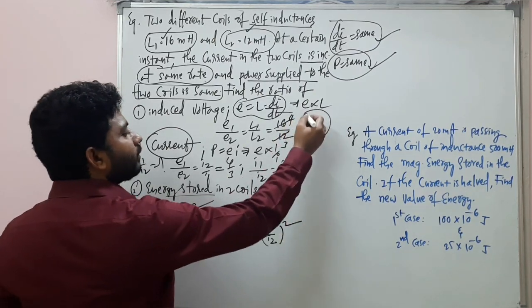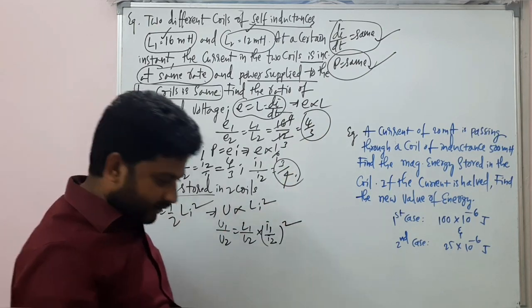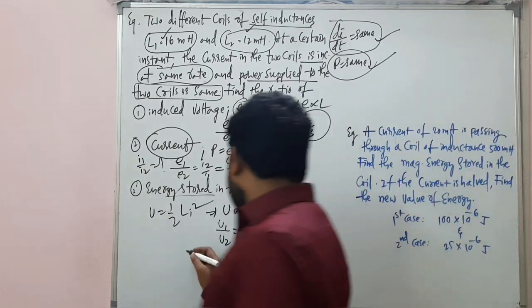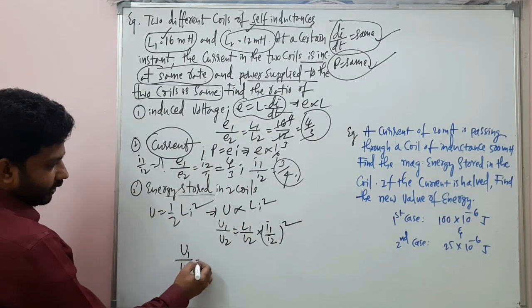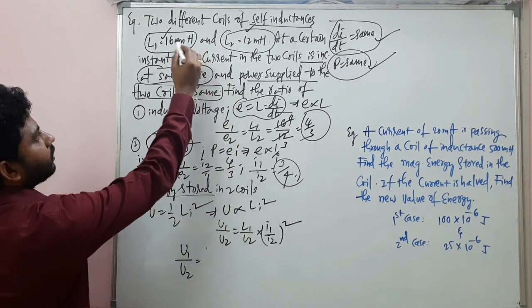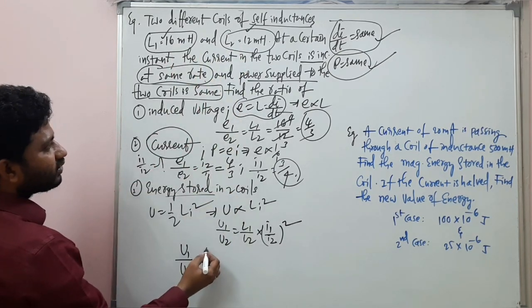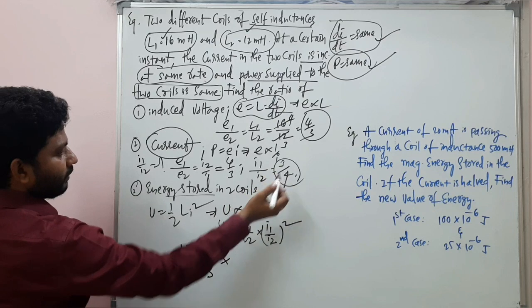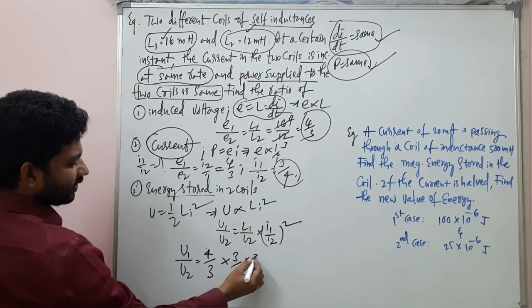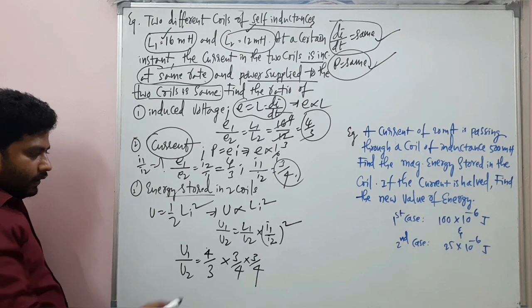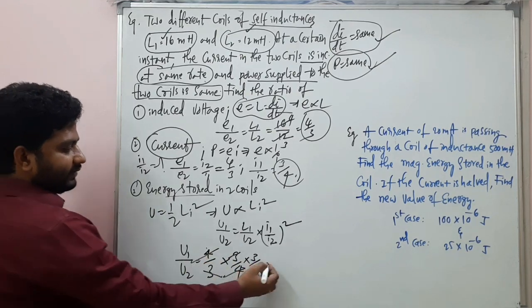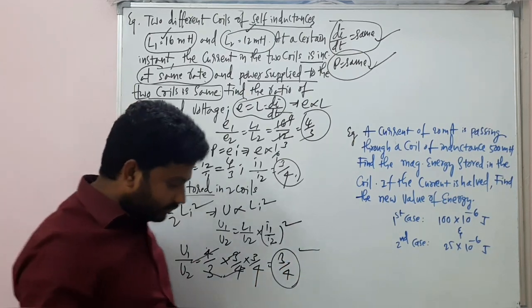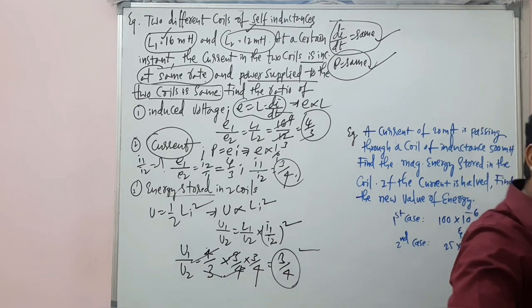So, first answer is 4 by 3. Second answer is 3 by 4. Right? Now, you know I1 by I2. It is easily found out now, right? So, U1 by U2 is equal to L1 by L2. What is L1 by L2? 16 by 12. That is equal to 4 by 3 into I1 by I2, which is 3 by 4, so 3 by 4 whole square. 3 by 4 into 3 by 4. 3, 3, 4, 4 cancel and it is 3 by 4. And this answer is also 3 by 4. Alright, my dear students, is it clear?